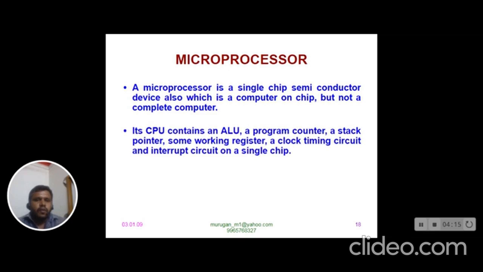In general, the same computer operation we consider for the CPU applies to the microprocessor. The computer architecture comes under the same microprocessor. The microprocessor has a part called the central processing unit, having an arithmetic logic unit, program counter, stack pointer, and working registers. Along with that, we have a timing circuit, that is a clock timing circuit, and an interrupt circuit on a single chip.